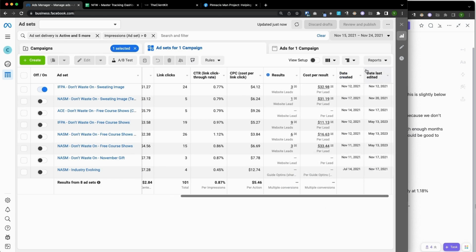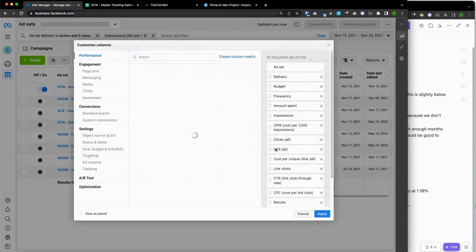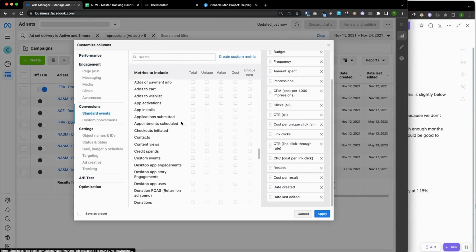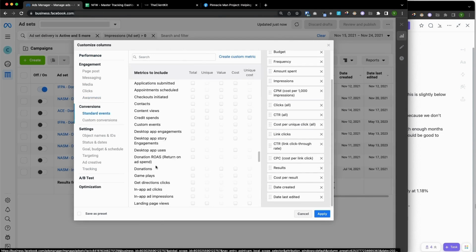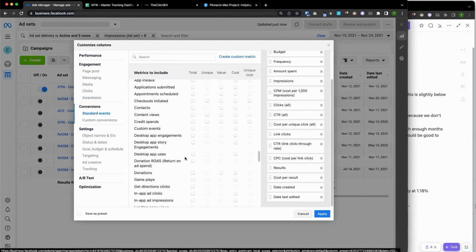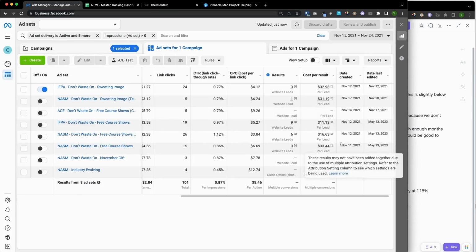Now, if I did that, I would need to go in and customize the columns to actually include standard events. I would have to include some of those different events on here, because right now I have cost per result. So if I wanted to see applications, customers, purchases, that kind of stuff, I'm going to have to change the columns to represent that so I could see some of those deeper funnel metrics, right?